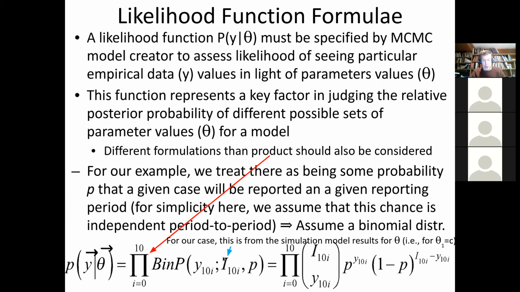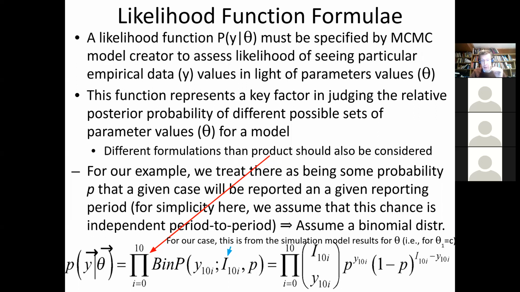So if the model said there were 100 people infected for the value of C from the parameter value, if the model said at day 10, there's 100 people infected, and if I have a probability of reporting of 50%, that is 0.5, then I'd have a certain value of the probability of the binomial distribution for the observed data, 50. And that would be the value of my likelihood for that day. And the idea here is, of course, I don't just have one value.